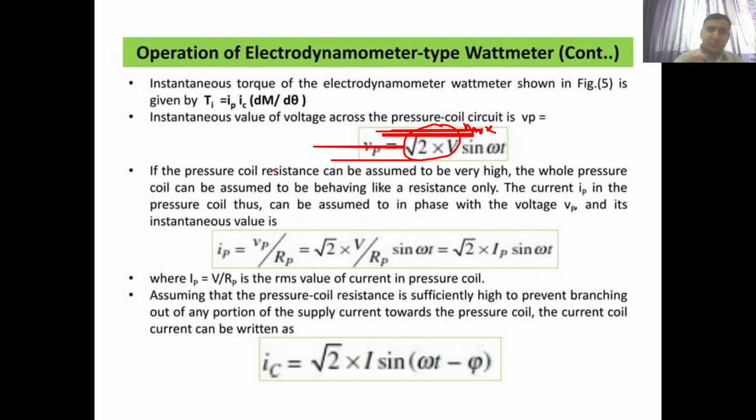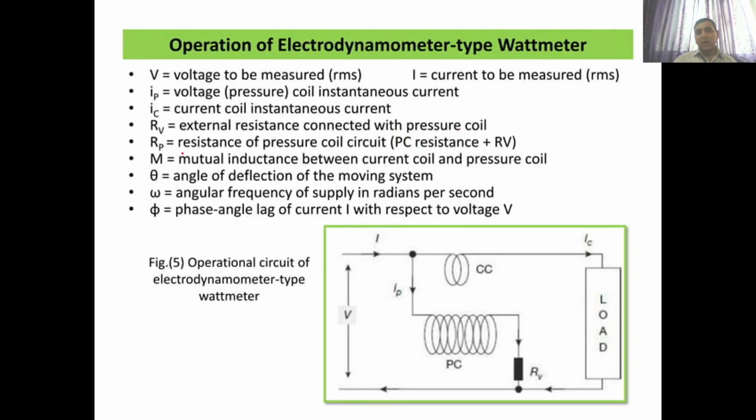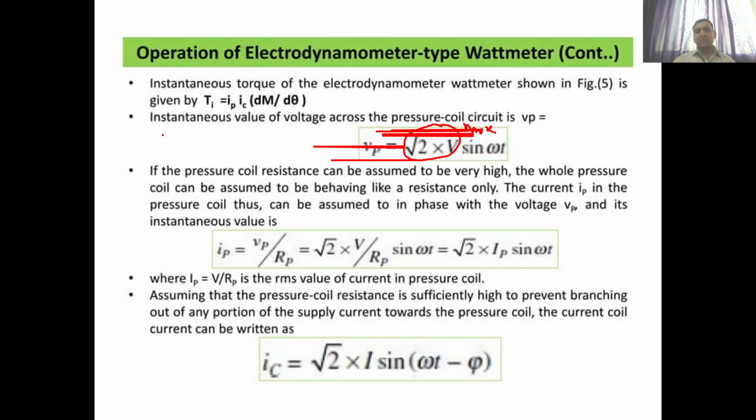If the potential coil's resistance can be assumed very high, then the current in the pressure coil is represented by Vp upon Rp. Here, Rp is the total resistance of the pressure coil in addition to the external resistance. The overall current flowing through the pressure coil should be root 2 Ip sin omega t, where the RMS value of current is Ip. V is the RMS voltage and Rp is the resistance of the system.